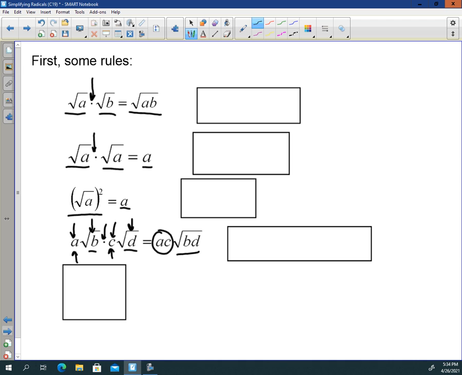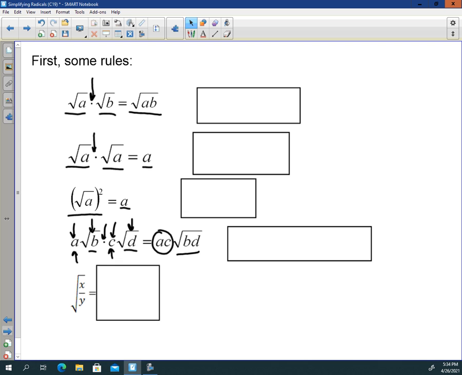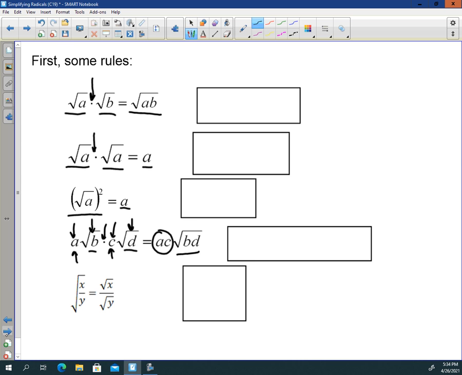In other words, you can reorder the multiplication, which you've always been able to do. And then also, if you take the square root of a fraction, that's the same thing as taking the square root of the top and the square root of the bottom. Now, these are going to be coming in handy, but you don't have to have them memorized or anything. They're just pretty great rules to know.